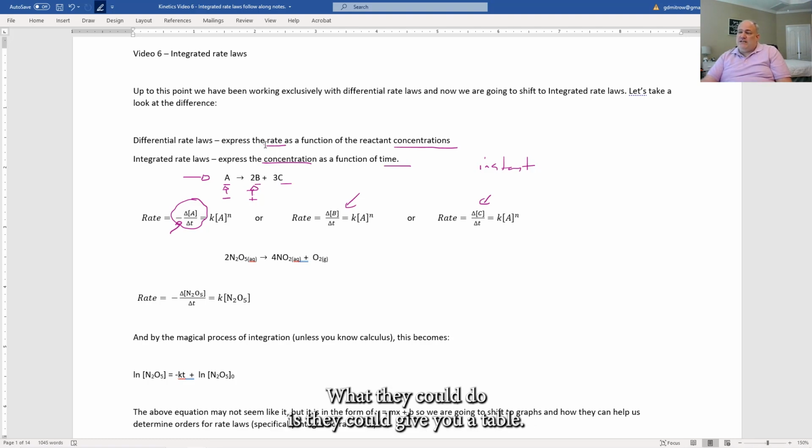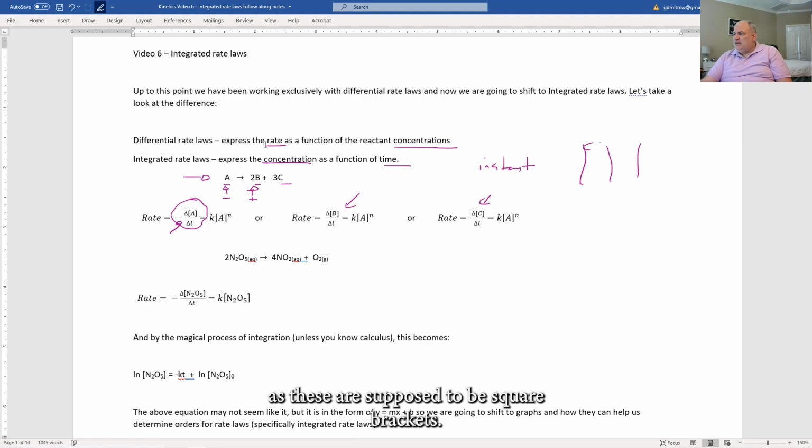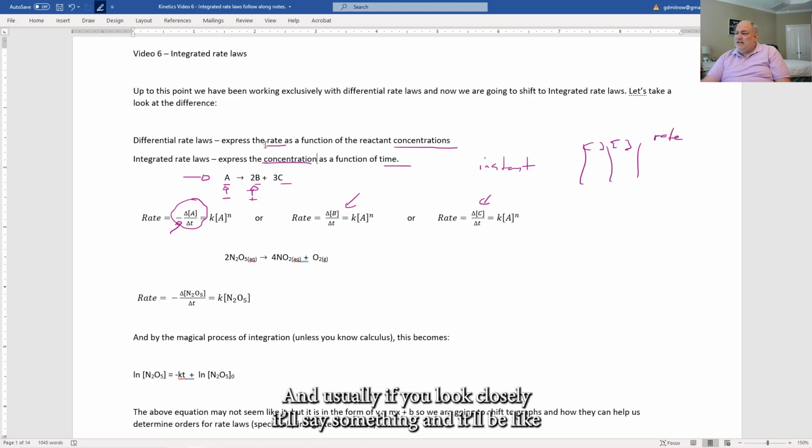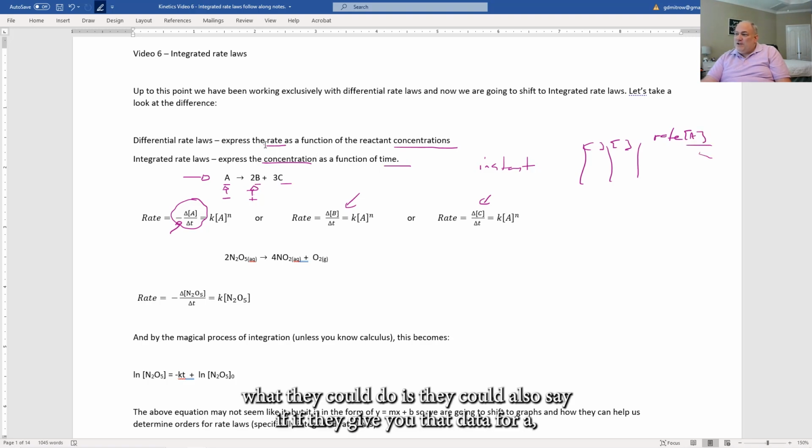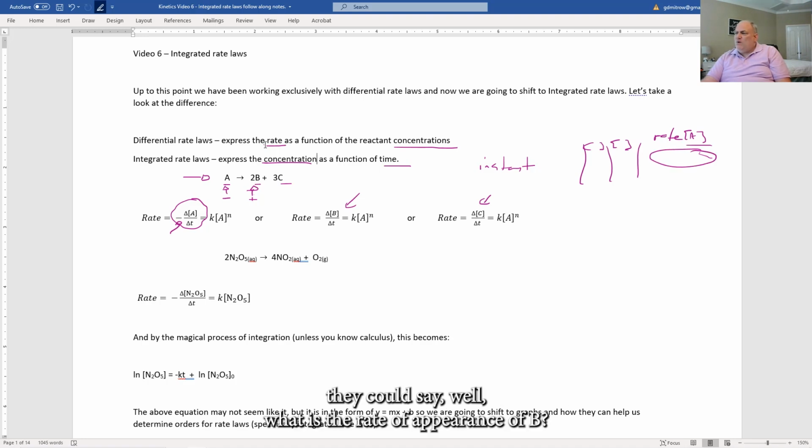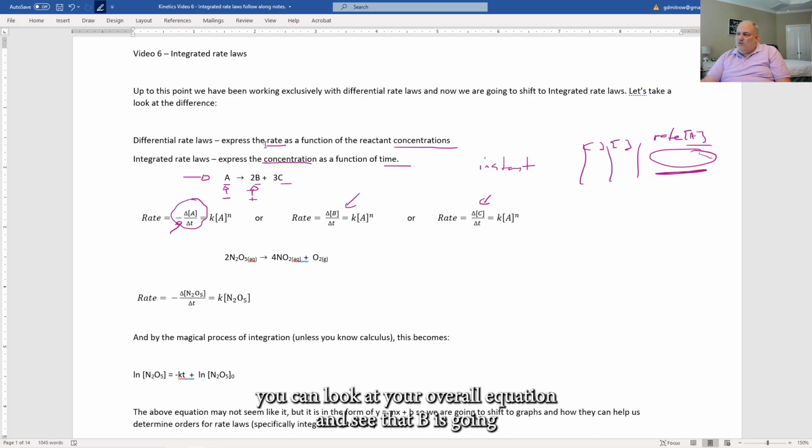What they could do is give you a table, and the table has a bunch of concentrations. These are supposed to be square brackets, but I'm doing this fast. And over here they have a rate. Usually, if you look closely, it'll say the rate of the concentration of A over change in time. They could also say, if they gave you that data for A, what is the rate of appearance of B? If you know the rate of disappearance of A, you can look at your overall equation and see that B is going to appear twice as fast.